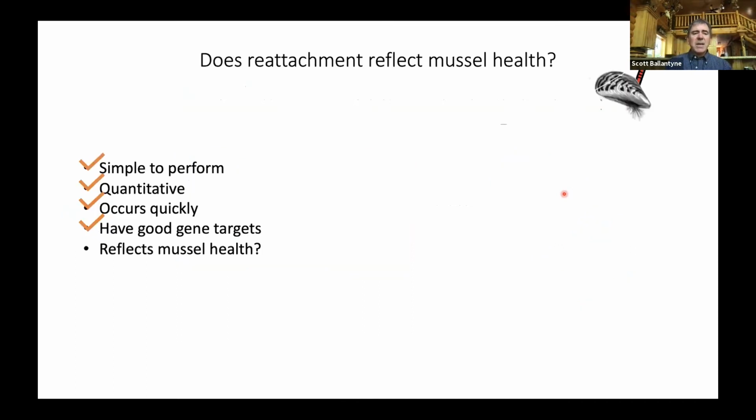So this reattachment assay meets a lot of the criteria I listed earlier that we're looking for, at least in our initial phenotype. We want something that's simple to perform. Well, this is definitely simple to perform. Something that's quantitative. We get numbers out of this. Something that occurs quickly. We get reattachment, almost full reattachment, sometimes in 24 hours. And something that we have good gene targets for. And I didn't go into this, but the structure that attaches, the byssus, is one of the most studied structures in the zebra mussel. And we have a number of good gene targets that encode components of that structure. So that leaves us then with the question of, does this reattachment have anything to do with muscle health?